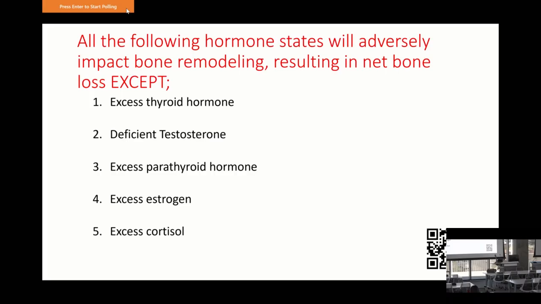All right, we're going to do a little bit of activity, and you can use your phones and scan the code. All of the following hormone states will adversely impact bone remodeling, resulting in net bone loss, except... So which one does not lead to excess loss of bone?